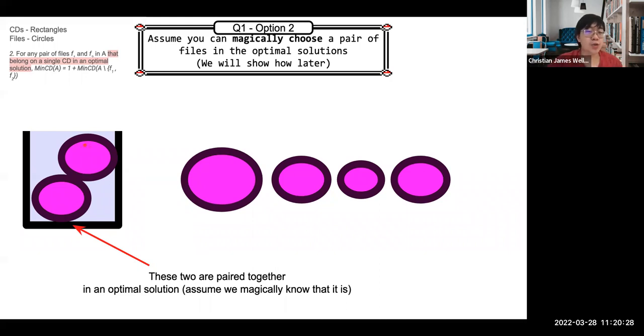Then you know how to choose a pair of files that belongs to the optimal solution. We'll actually show how we can do so later, but for now, assume this can be done. You have a pair of files stored in a CD in the optimal solution.